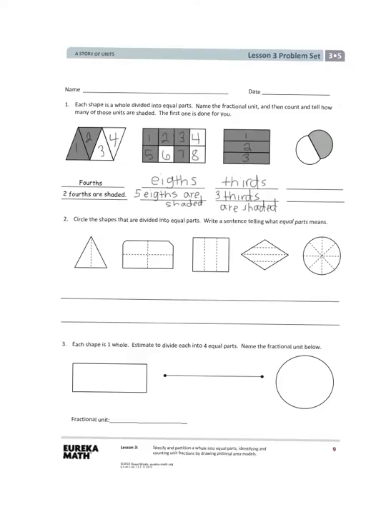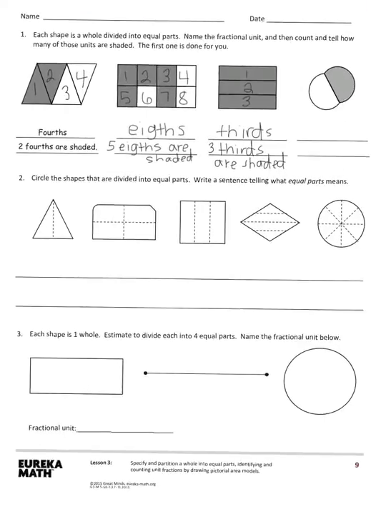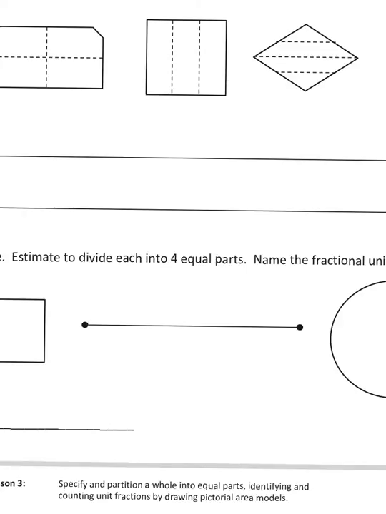Number 3 says, each shape is one whole. Estimate to divide each into 4 equal parts. Name the fractional unit below. I'm going to start with the line. And I know if I have 4 equal parts, then I need 3 dots. Pause the video now to complete the rectangle and circle.